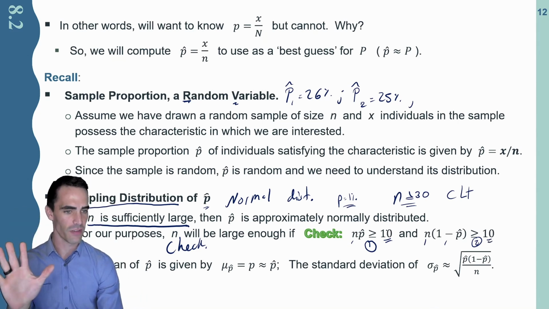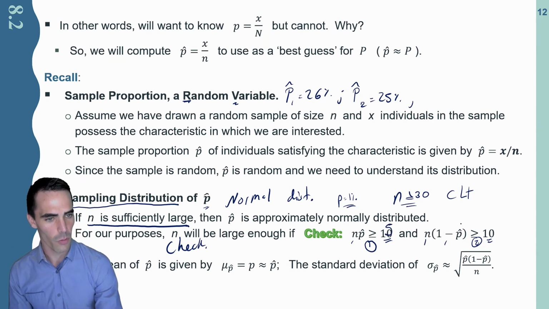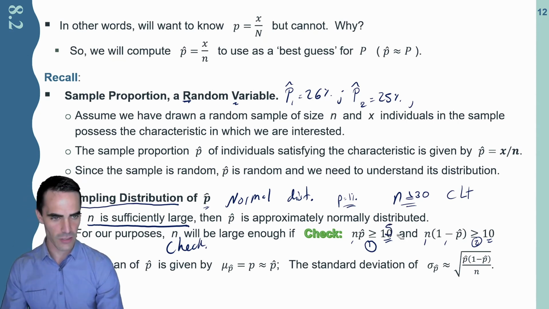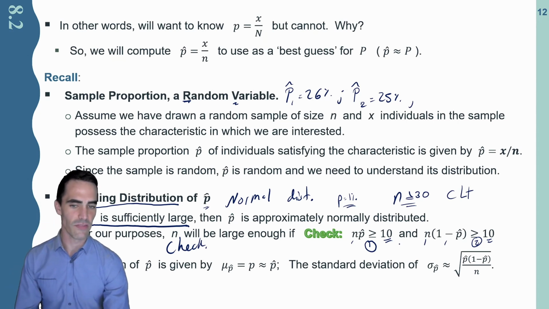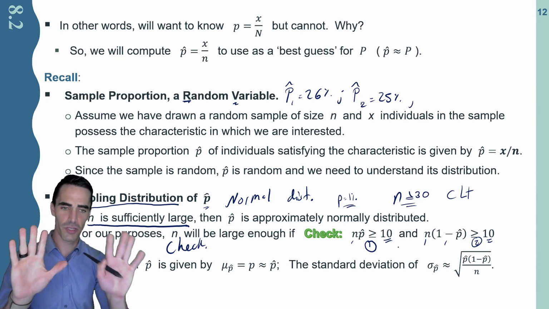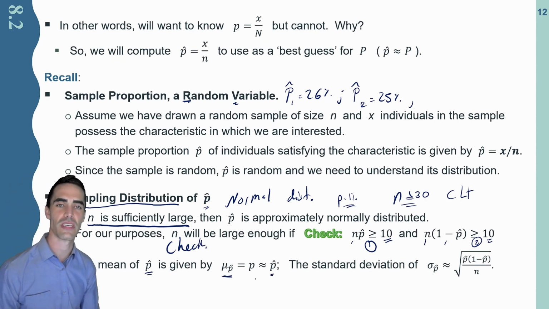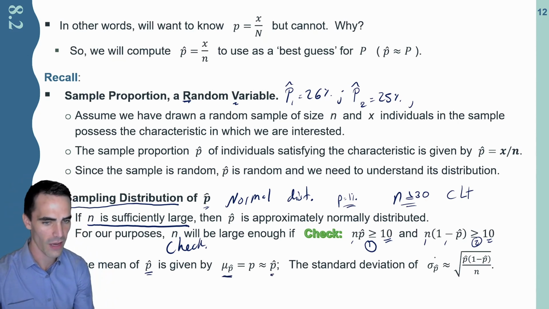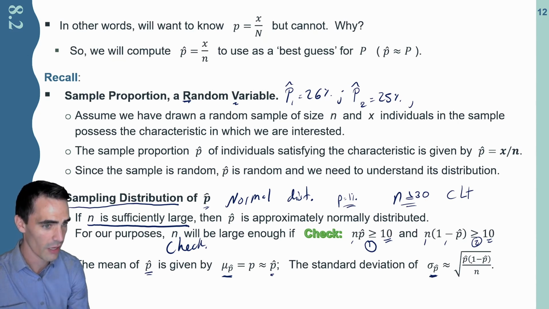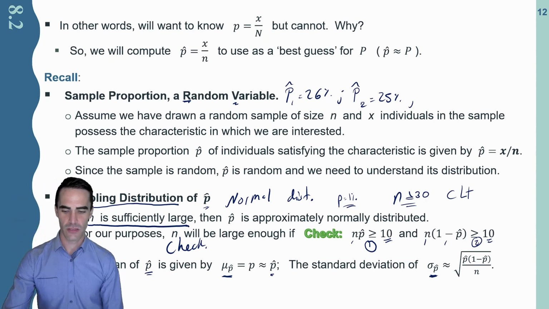I'll tell you, it depends on different textbooks. Some textbooks require this number to be 15, but for us, we'll stick with a nice even 10. Once we have normal distribution, the mean of the sample proportions is given by this mu sub p hat. This was when we introduced sampling distributions earlier. And the standard deviation has a nice little square root formula. So again, a very important check.